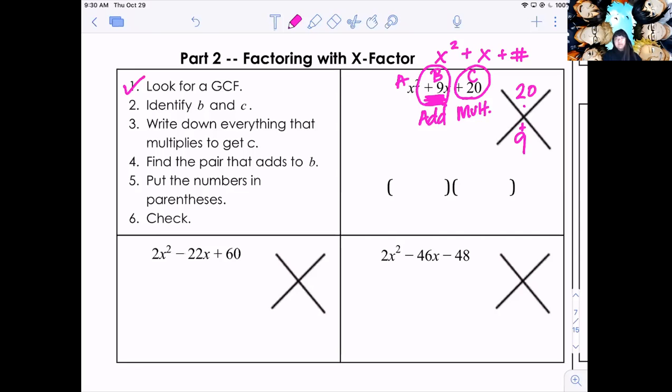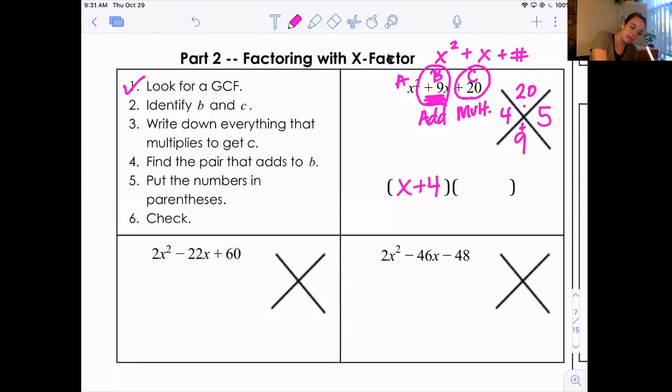4 and 5. Yeah, 4 and 5. Good job. Sweet. So we can use 4 and 5 like this. Those two numbers multiply to get 20. 4 times 5 is 20. And 4 plus 5 is 9. So I'm going to write x plus 4 and x plus 5.